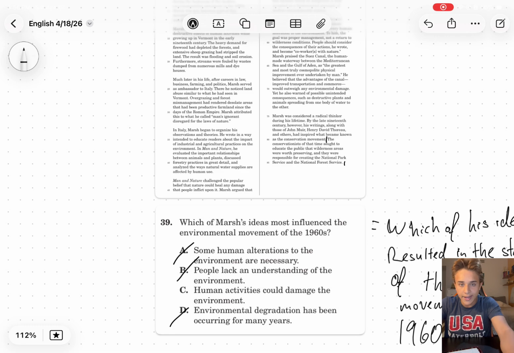And human activities could damage the environment. Now, this is actually most of what he talked about in his writings, and the fact that people knew that they could damage the environment was a large part of the reason they sectioned off areas of the US and the world to create national parks and national forests that human activities could not damage, to essentially preserve that part of the environment. So the correct answer to this question is C.